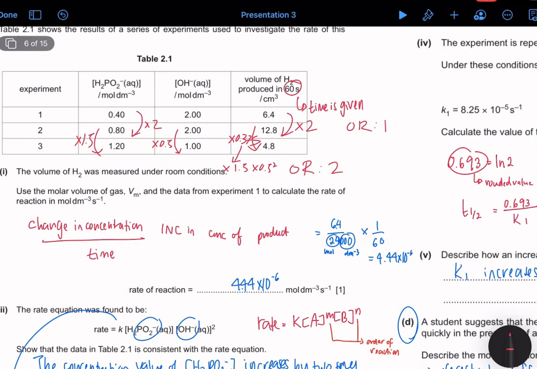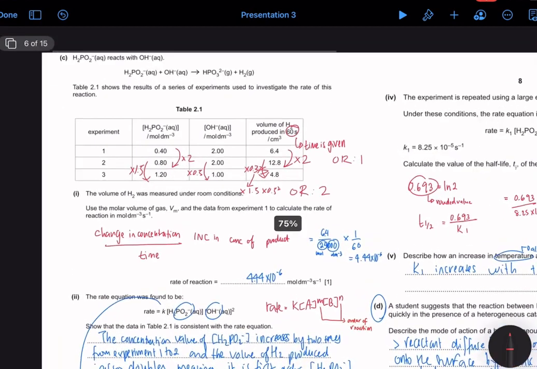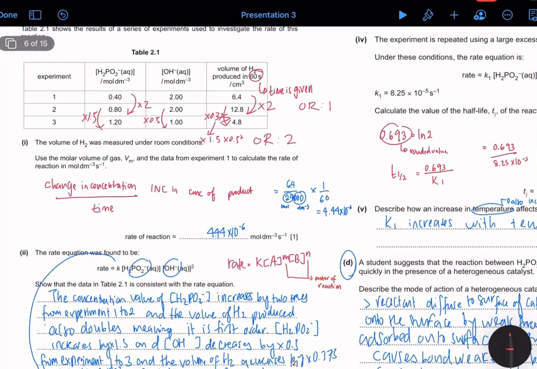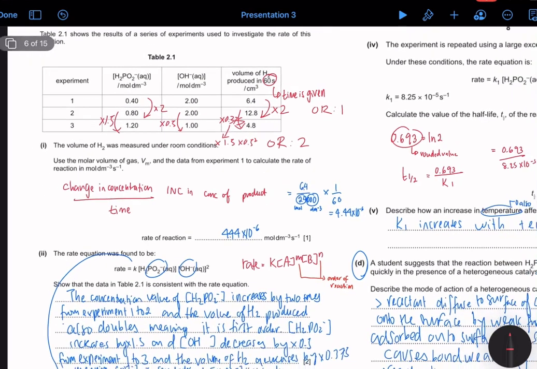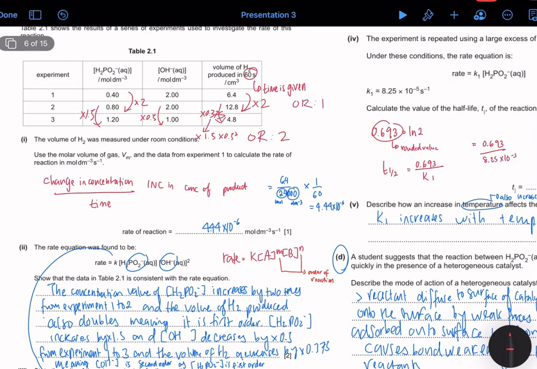Use the molar volume of gas Vm and the data from experiment 1 to calculate the rate of change in mol per dm3 per second. The formula here would be change in concentration over time. So this one would be 6.4 over 24,000. Then you times it by 1 over 60, that would be 4.44 times 10 to the power of negative 6.